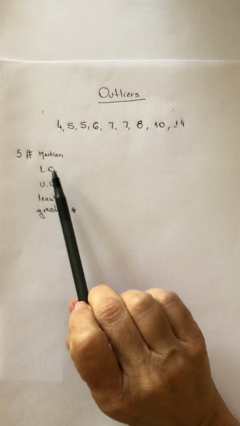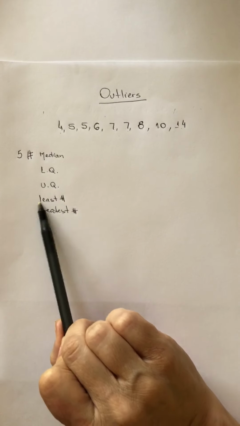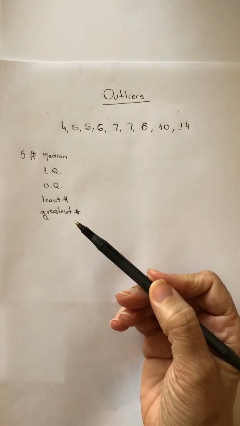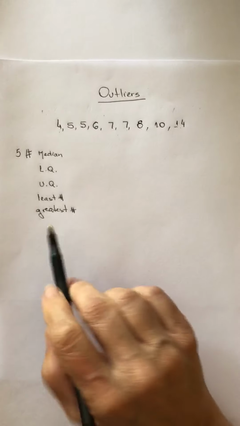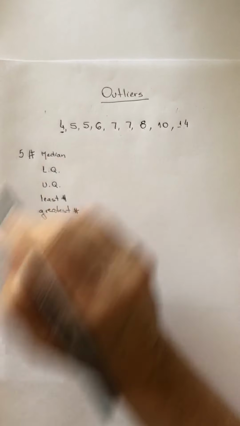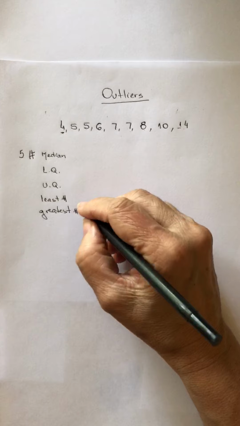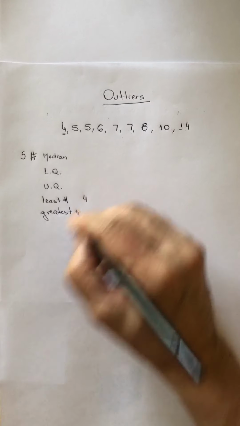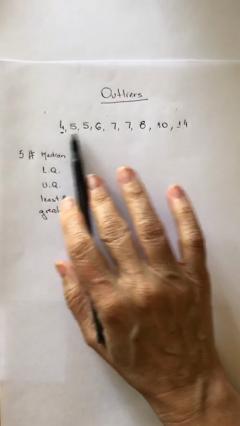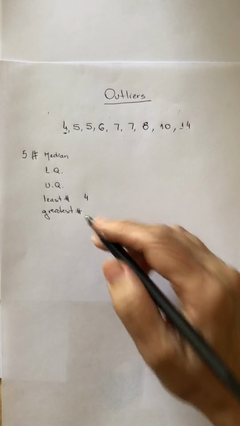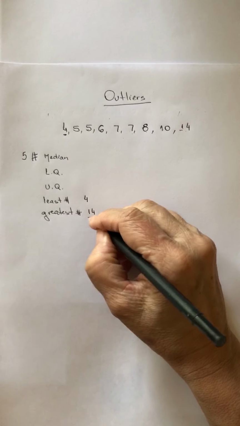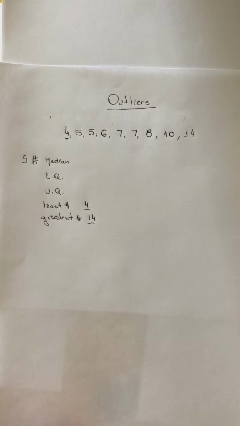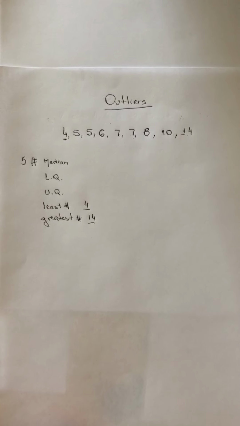The first thing we're going to find is actually the least and the greatest number. They are easiest to find. The least number, the lowest number in our data, is number 4. Then the greatest number that we have is 14. So those are the two easiest pieces of information for us to find.